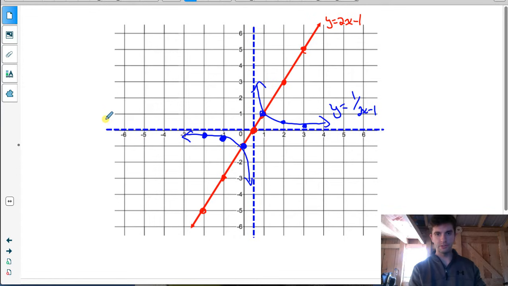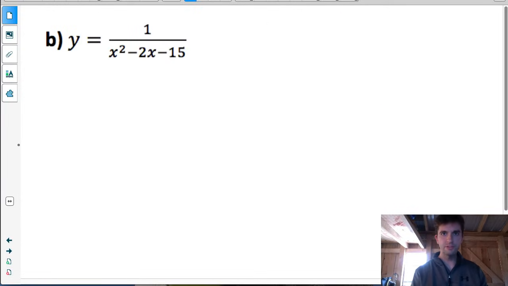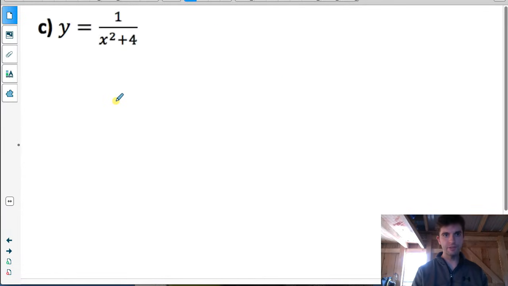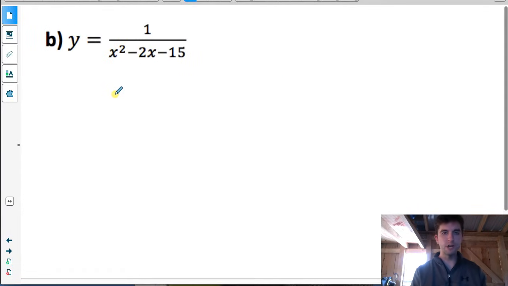So there's going to be a horizontal asymptote at y equals 0, and a vertical asymptote at x equals whatever makes the denominator 0. Alright, let's move on to reciprocal quadratic functions, and I'm going to take you through 3 examples, b, c, and d. Specifically 3 examples because there are 3 options for what the reciprocal quadratic could look like, and that all depends on how many zeros the quadratic in the denominator has.